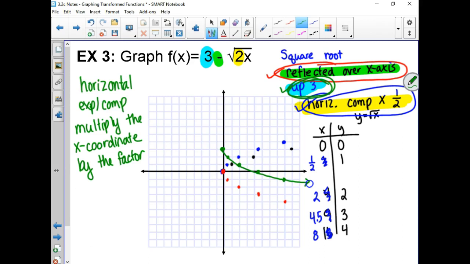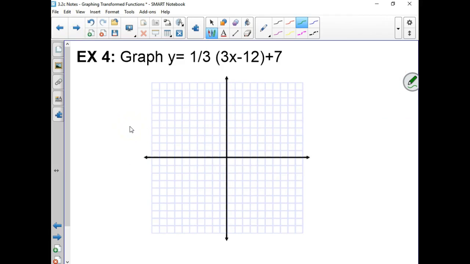Okay, questions on 3? Now 4 looks worse. 4 looks a lot worse, but it's not. Because what type of graph is number 4? It's y equals x. It's linear. There's no squares. There's no square roots. There's no cubes. There's just an x there, right? So this is linear.